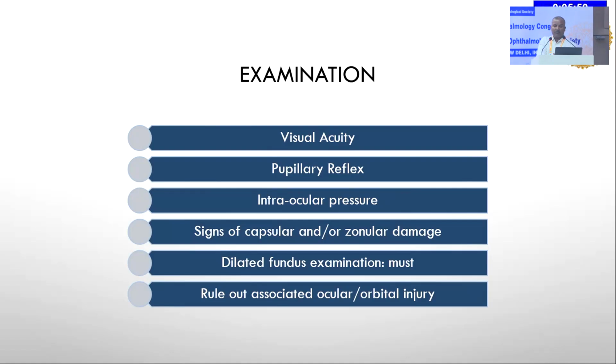Similarly, pupillary reaction is very important. Intraocular pressure, if increased, should be controlled with anti-inflammatory agents as well as anti-glaucoma agents. One should look for signs of capsular damage and zonular dehiscence. These are very common. Dilated fundus examination, if possible, should be done, and one should also rule out any associated ocular or orbital injury.